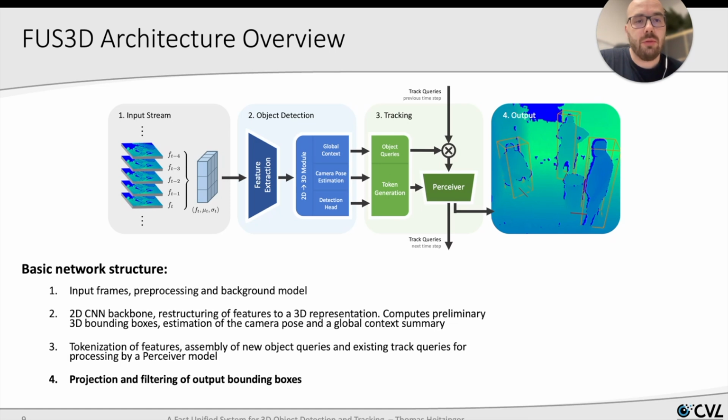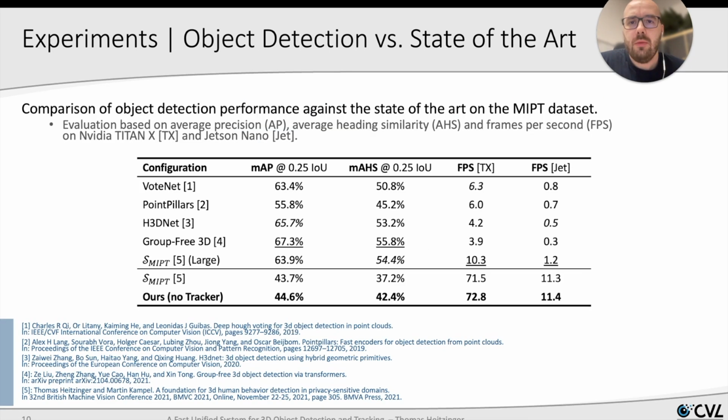Let's now move on to the experimental section of our paper. First, we compare the object detection performance of our model against the state-of-the-art. We compare the FUSed model without the tracking stage against VoltNet, Point Pillars, H3DNet, Group 3 and the baseline model of the MIPD dataset paper.